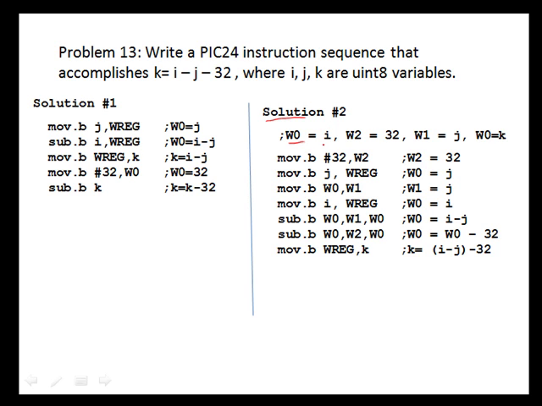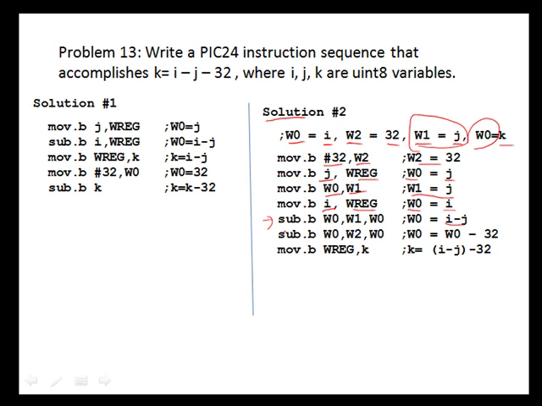We're going to use W0 to store i, W2 to store the constant value 32, W1 to store j, and W0 to also hold partial results for k as well as the final result of k. To get started, we're going to move the immediate value 32 into W2, and we're going to leave it there for later use. We're then going to move j into WREG, so W0 is equal to j. Then we're going to move W0 to W1, so that W1 contains j as per this register assignment. We're then going to move i into WREG, so W0 is equal to i.